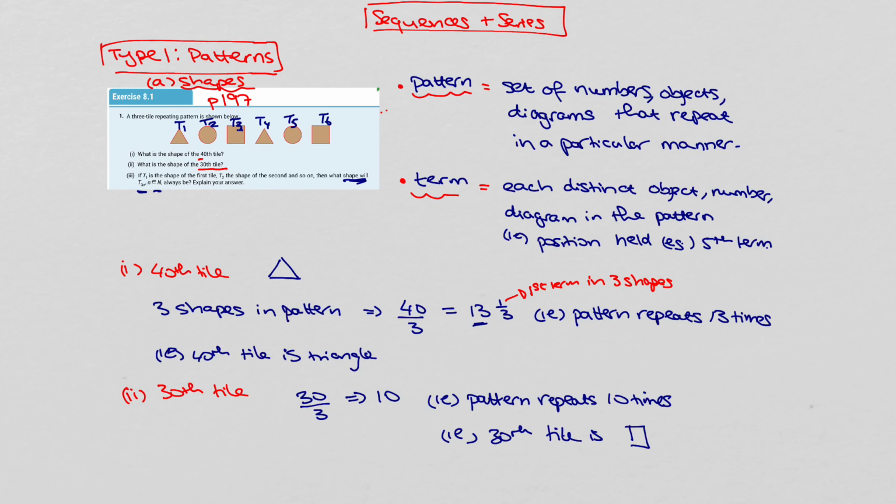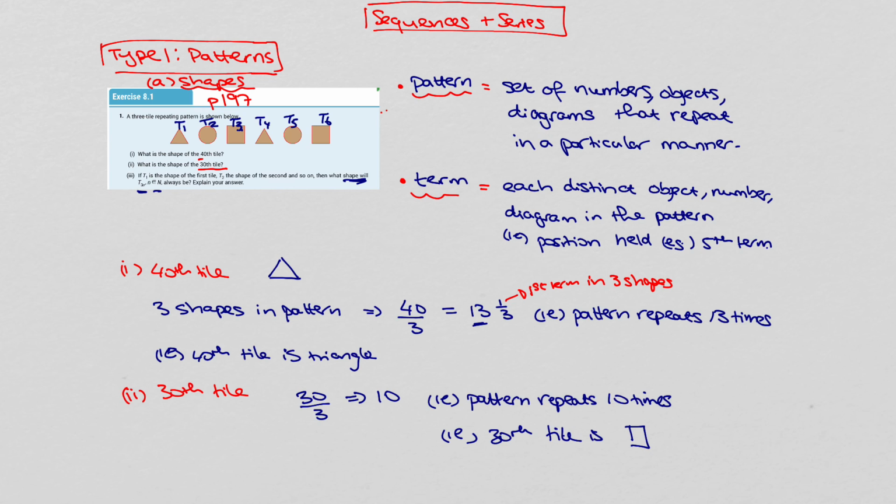So the last day we were looking at sequences and series, and we had just introduced the idea of patterns. And we were looking at the first type of pattern there where we were given shapes. And we did questions 1, 2, 3, 4 on page 197 in our books. And we said that a pattern was a set of numbers, objects, diagrams that repeat in a particular manner. And each distinct object or number in the pattern is known as a term.